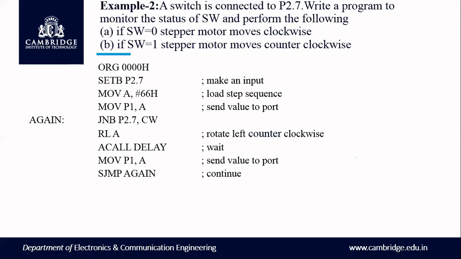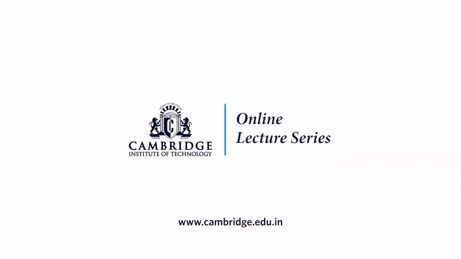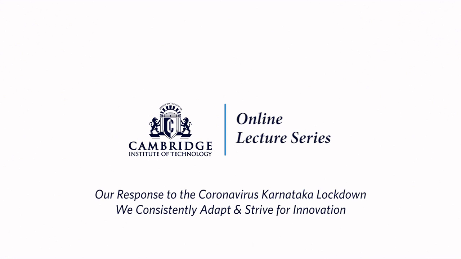SJump again: again you are checking whether it is 0 or 1. If it is 0, it will have a clockwise direction. If it fails, then it will come to rotate left, so you will have a counterclockwise rotation. If it is 0, then it will be true, so it will come to the CW label, rotate right and give the values. In this fashion, you rotate the stepper motor in the clockwise direction. This is how you can write the code.